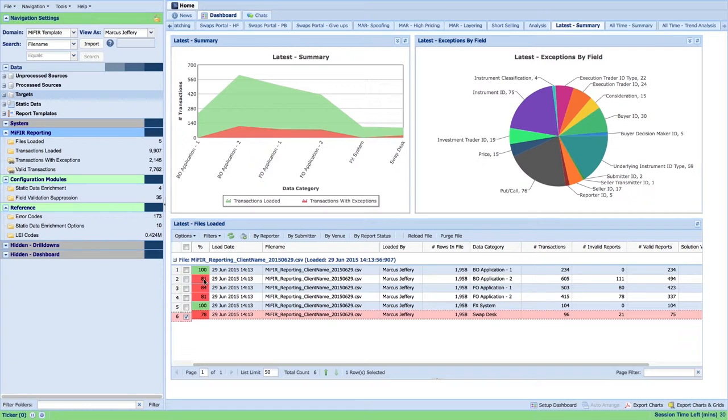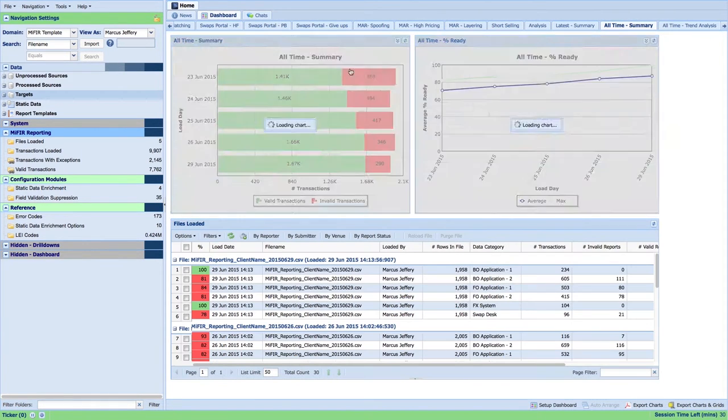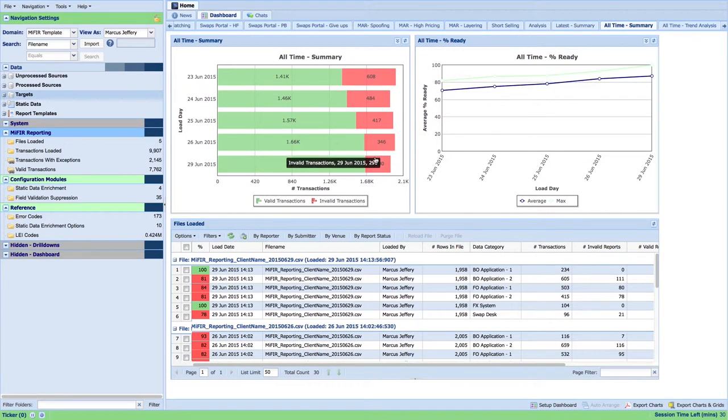MiFIR reporting obligation. It will highlight which fields are causing them issues and where they need to focus their attention, and more importantly, provide an overview over time of how they are progressing towards readiness for MiFIR reporting.